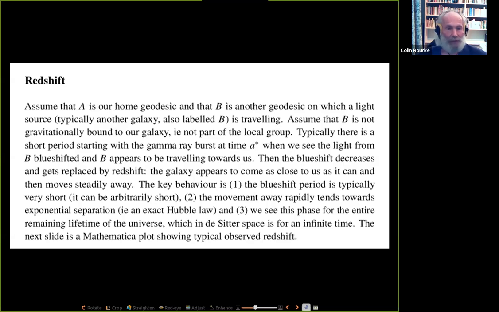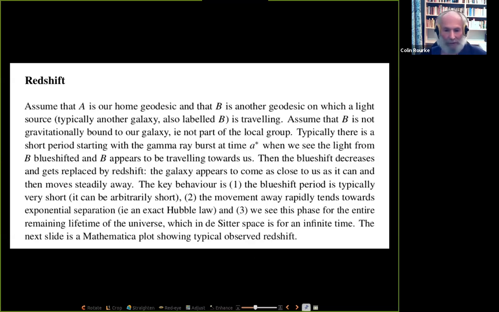Okay, so A, as I said, is our home geodesic. B is another geodesic on which a light source, typically a galaxy, is traveling. Assume B is not gravitationally bound to our galaxy, in other words, not to our local group. So that means it's moving apart. And then what happens is there's a short period with a gamma ray burst starting at time A star. That was in the left-hand picture.